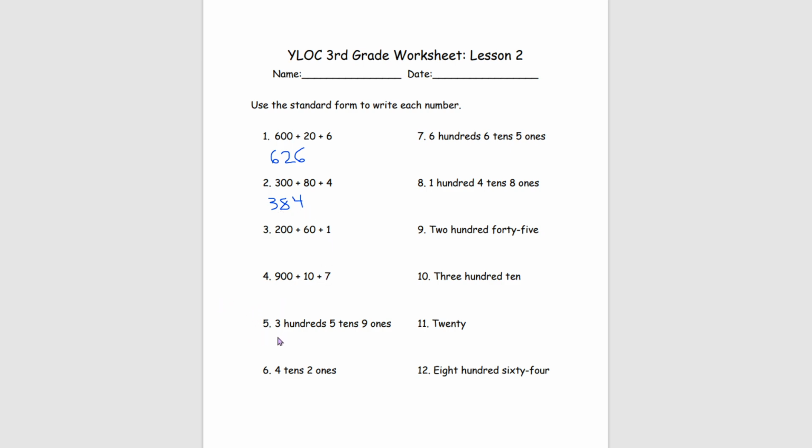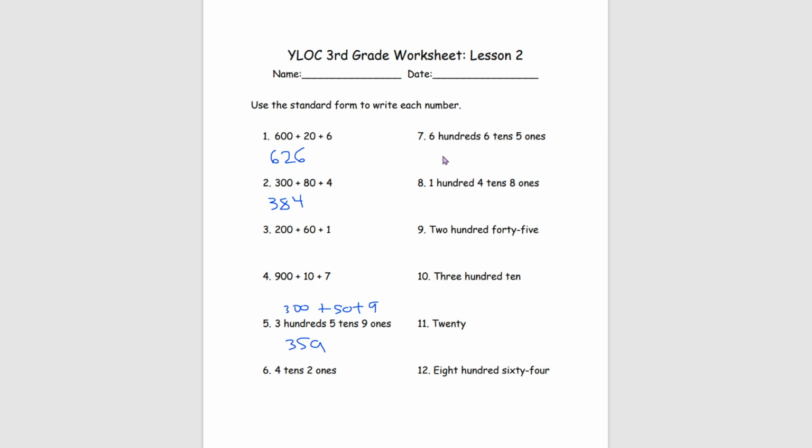Moving on to number 5, here we have 3 hundreds, 5 tens, and 9 ones. But this time it's written differently, as it's written in word form. But that's still the same thing. So 3 hundreds is equal to 300, 5 tens is equal to 50, and 9 ones is equal to 9. And just like we did for the first two problems, we can just put them in. So 300 goes into the 100 spot, 50 goes into the 10 spot, and 9 goes into the 1 spot. And so for number 5, our answer is 359.